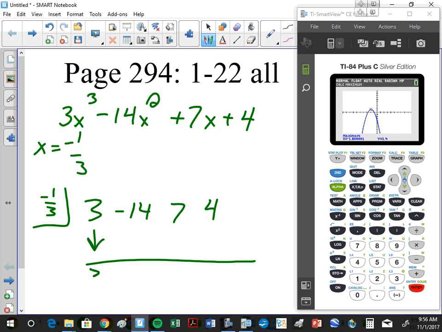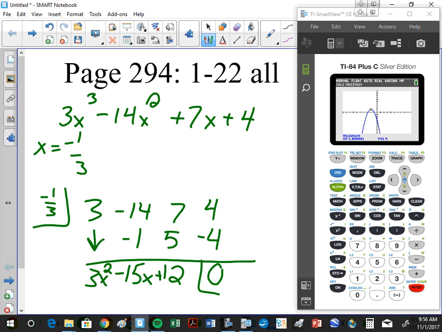Drop the 3. -1/3 times 3, -1. -15 times -1/3, 5. 12 times -1/3, -4. How do I know I did that correctly? We ended up with a remainder of 0. It has to be a remainder 0 because they told us that one of them is, in fact, a root. So that gives me 3x squared minus 15x plus 12.